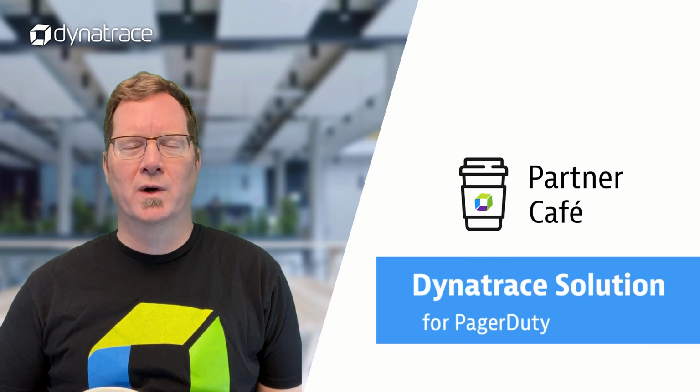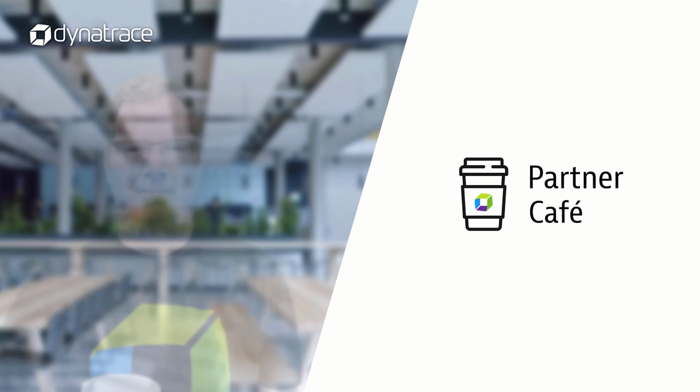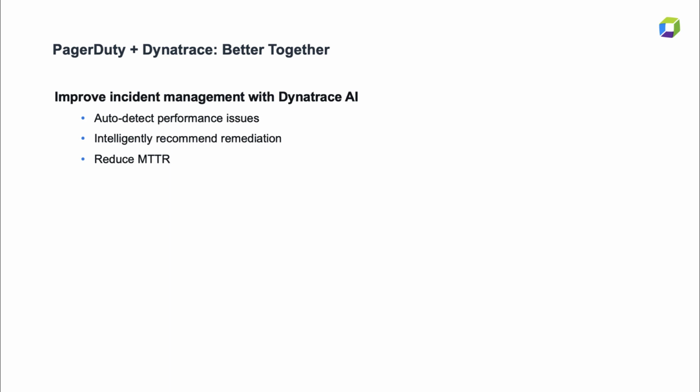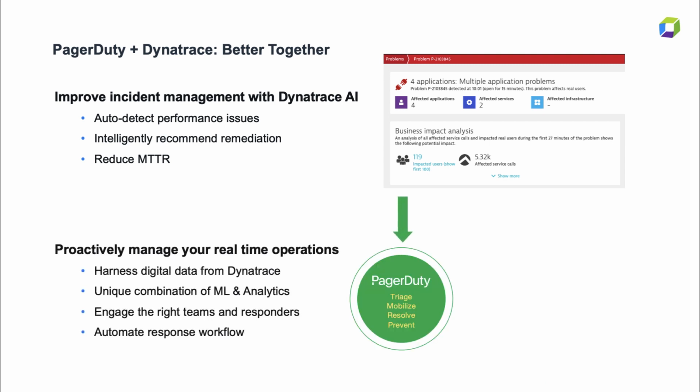In today's episode, we're going to be covering our great integration we have with PagerDuty. Let's get going. Let me start with an overview of how PagerDuty and Dynatrace are better together as platforms for our customers. Firstly, in the area of incident management, we're using the power of Dynatrace's ability to monitor the environment and use its AI to pinpoint problems and detect the root cause of issues. And this all feeds into the PagerDuty platform.